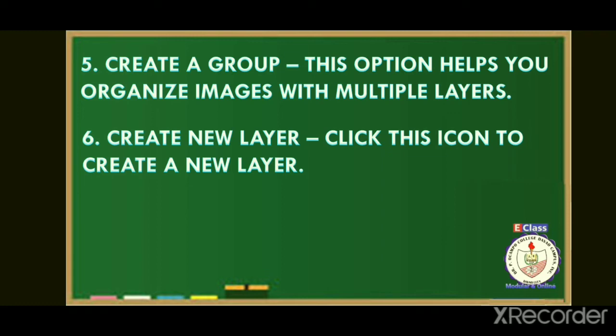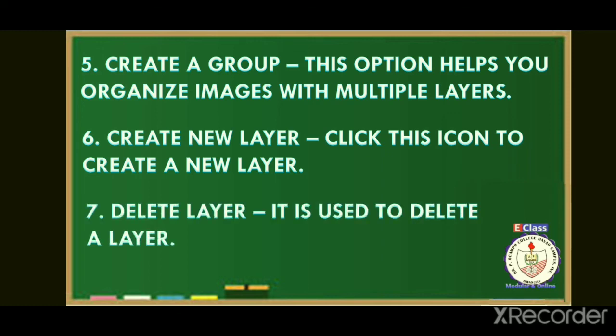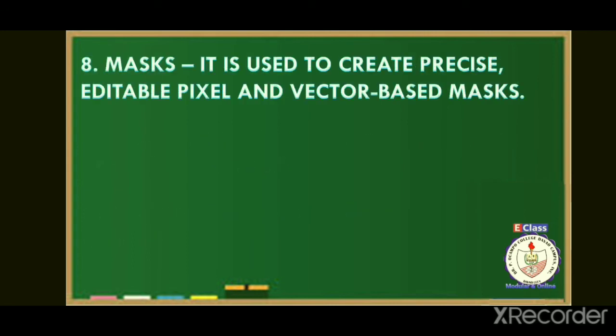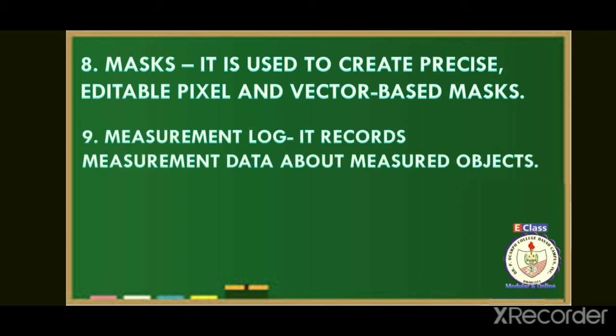6 is create new layer. Click this icon to create a new layer. 7. Delete layer. It is used to delete a layer. Next is number 8, mask. A mask is used to create precise editable pixel and vector based masks. Next, number 9, measurement log. It records measurement data about the measured objects.